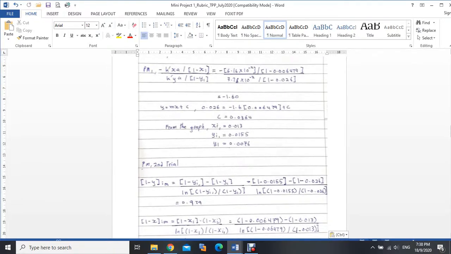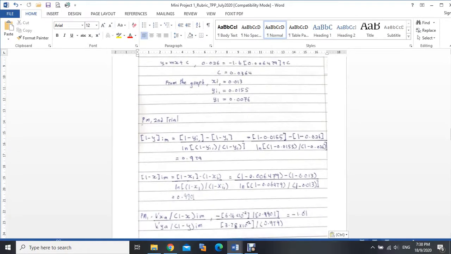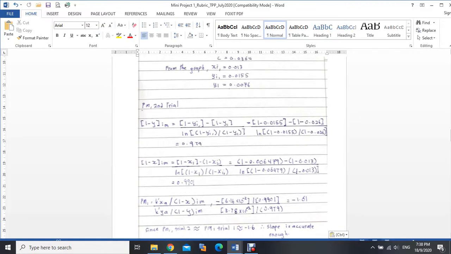Using the linear relation, y equal to mx plus c, we can calculate the first y-intercept, or first trial slope, and we get the y-intercept as 0.0364, the value of c. To verify the slope is accurate enough, we have to use the values of yi1 and xi1, which are this, to be inserted back into the original equation for the packed absorption column for a second trial. This one.